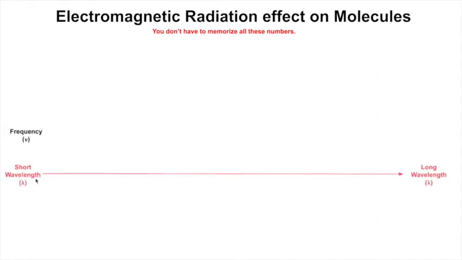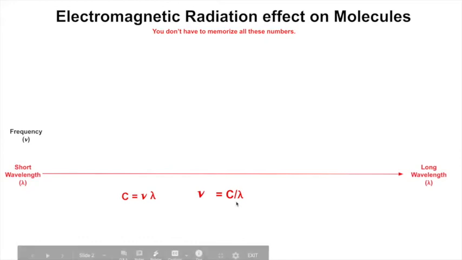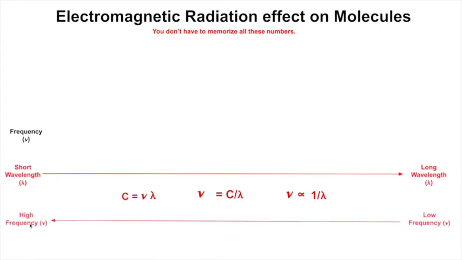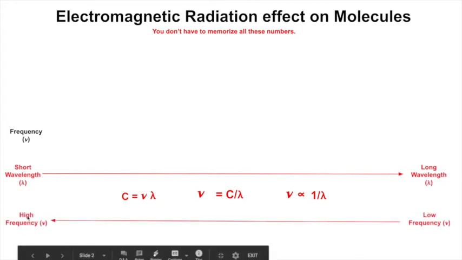So frequency, we're going to set this up from short wavelength on the left to long on the right again, but because we know that the speed of light c equals the frequency times the wavelength, this means that frequency equals the speed of light, the constant, over the wavelength. So frequency and wavelength are inversely proportional. A short wavelength of light is actually a high frequency, and the long wavelength corresponds to a low frequency.